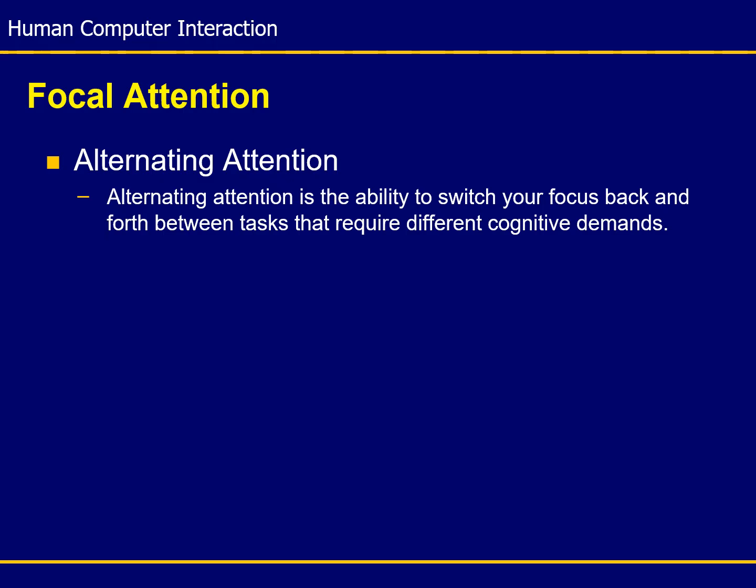Now, the next type of attention we're going to look at is what's called alternating attention. Now, alternating attention is the ability to switch your focus back and forth between tasks that require different cognitive demands. Okay. Now, this is actually what most of you subconsciously would do when you're studying, when you open the TV or open YouTube or open Netflix, okay, or open the radio even while you're studying. Now, this notion of alternating your attention between what you're studying and what you're watching on YouTube or Netflix or whatever is not a good idea, actually, okay, because it will take you more time to study, because you are switching your attention back and forth, and this is what alternating attention is all about.